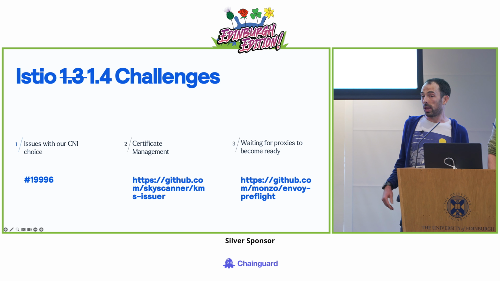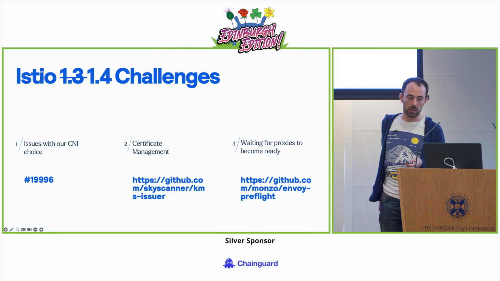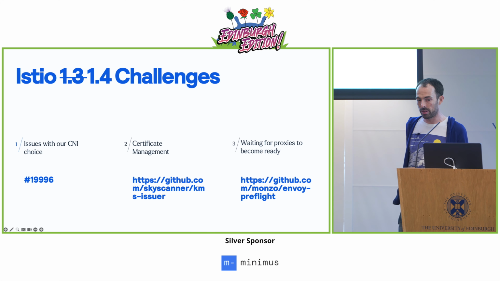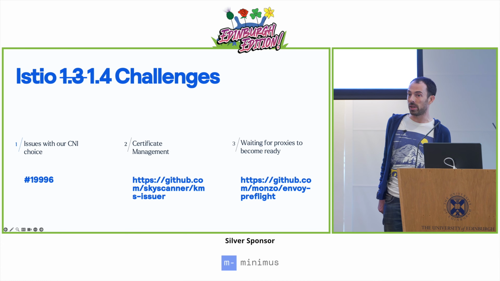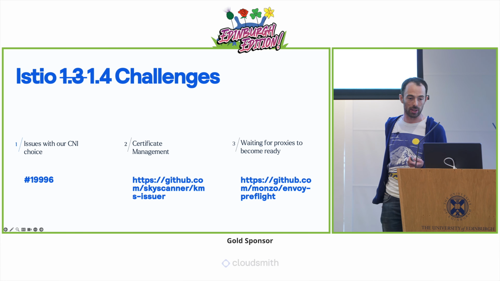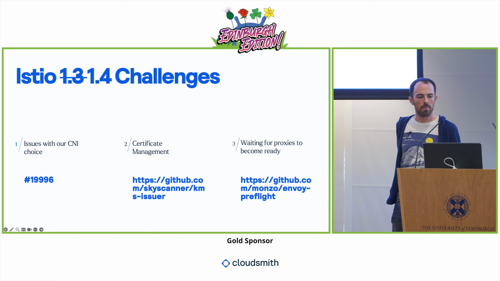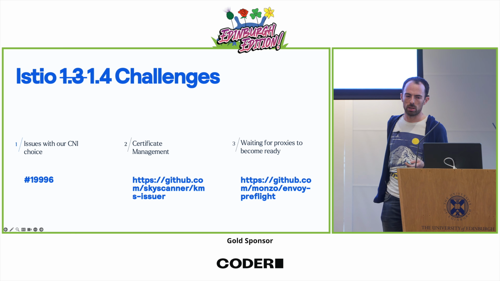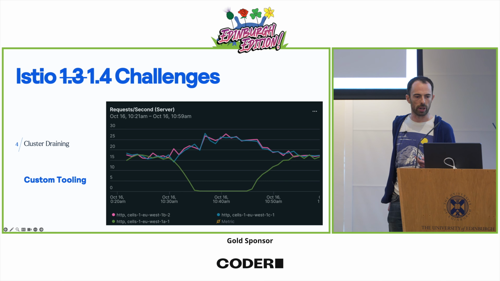We also, thanks to our friends from Monzo, decided to steal the ability to make services wait for Envoy to actually be ready before sending connections, because it turns out that's not a fun thing. But we also decided to implement some of our own technology to deal with some problems we were having.